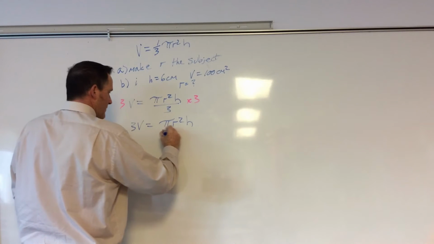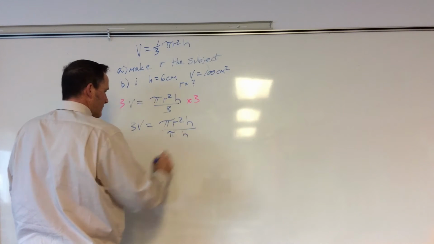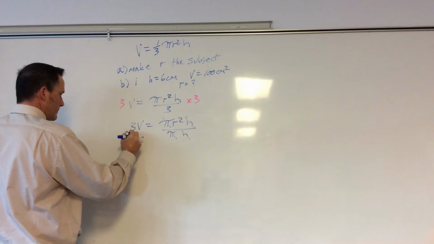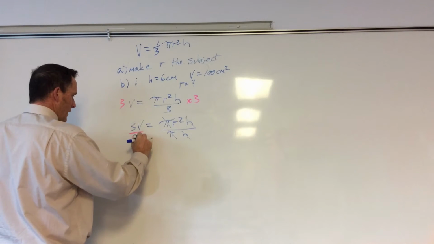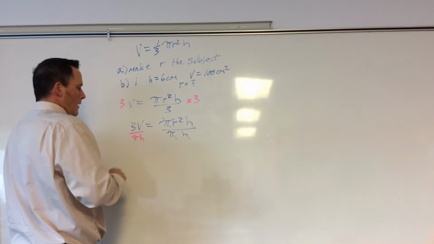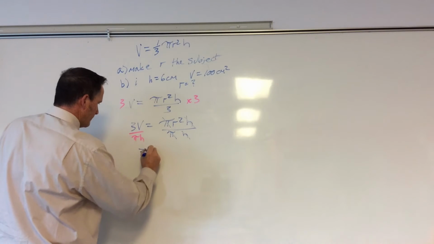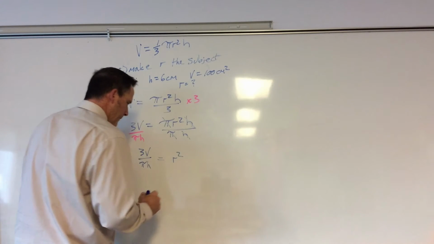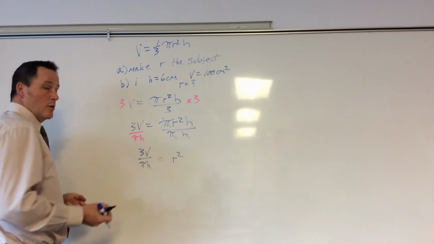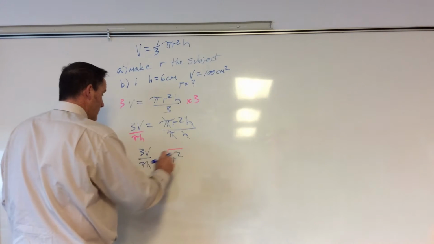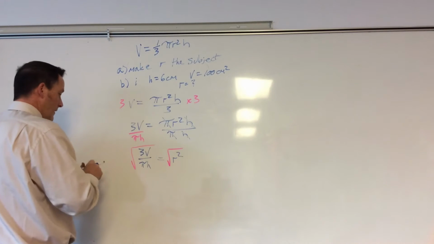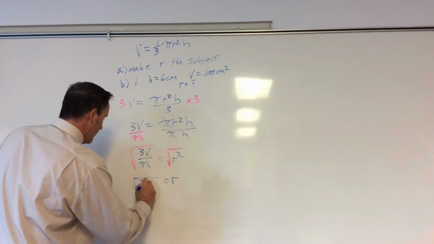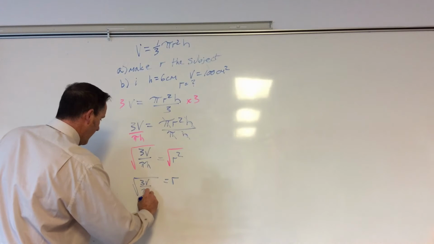We can do this in fewer steps. I'm going to divide both sides by pi h. So that cancels, that cancels. So divide by pi h. That leaves me with 3V over pi h equals r squared. One last thing, I only want to know what r is, not r squared, so I take the square root of both sides. And that leaves me with r equals the square root of 3V divided by pi h.